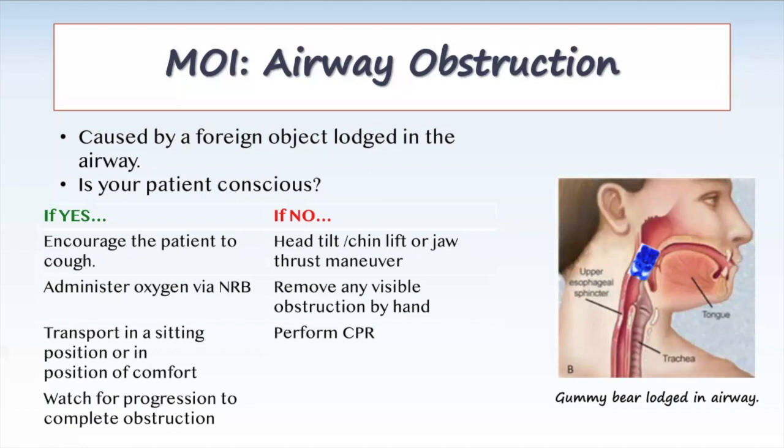Keep a watchful eye on your patient to ensure that the airway does not become completely obstructed. If you find the patient unconscious or if your patient slips into unconsciousness, then open their airway by performing the head tilt chin lift or the jaw thrust maneuver. Once the airway is open, look inside the mouth and remove any obstructions you may see. If the patient is still unconscious, then begin CPR.